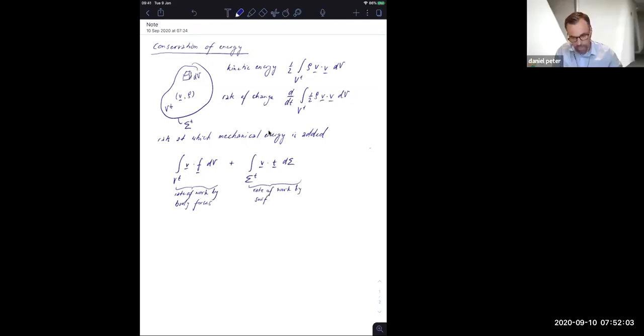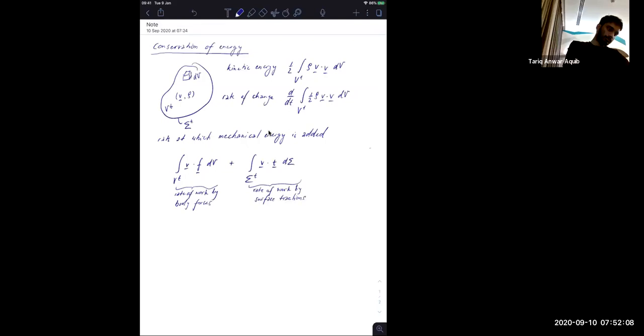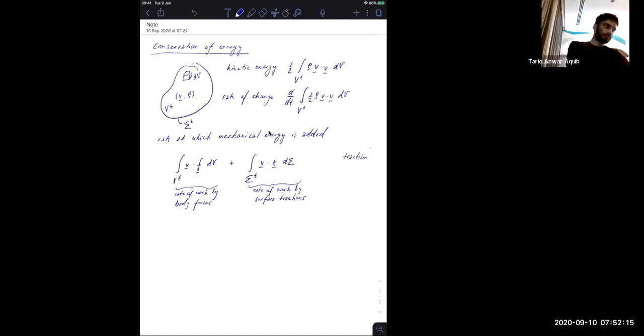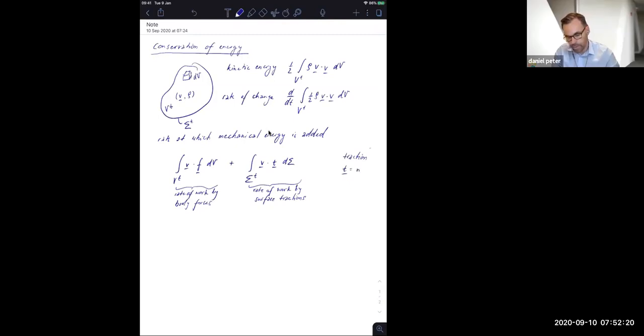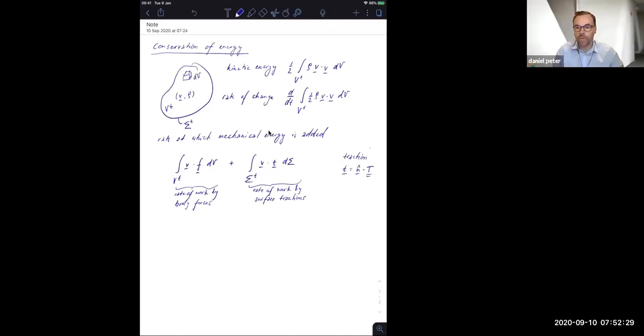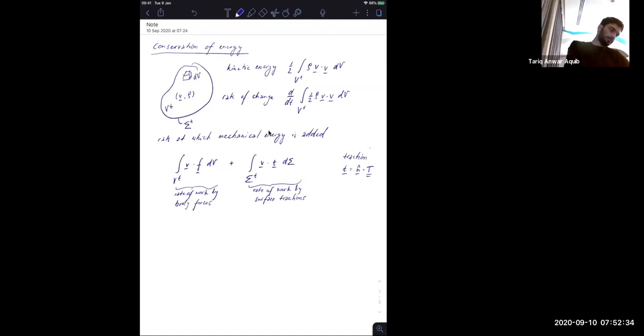So this is the rate of work by surface tractions. If you remember tractions, traction small t is defined as the normal of the surface dotted with the stress tensor. So we saw that as well yesterday. Good.